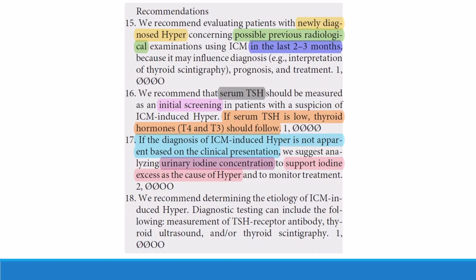Serum TSH is the best modality for screening as an initial test. If TSH is low, T3 and T4 should be followed. If the diagnosis of contrast-induced hyperthyroidism is not apparent based on the clinical presentation, they recommend assessment by urinary iodine concentration to support iodine excess as a cause of hyperthyroidism and to monitor treatment. So, if we cannot determine whether the diagnosis is contrast-induced hyperthyroidism or Graves' disease, we should go to urinary iodine concentration, which is elevated in a case of contrast-induced hyperthyroidism.